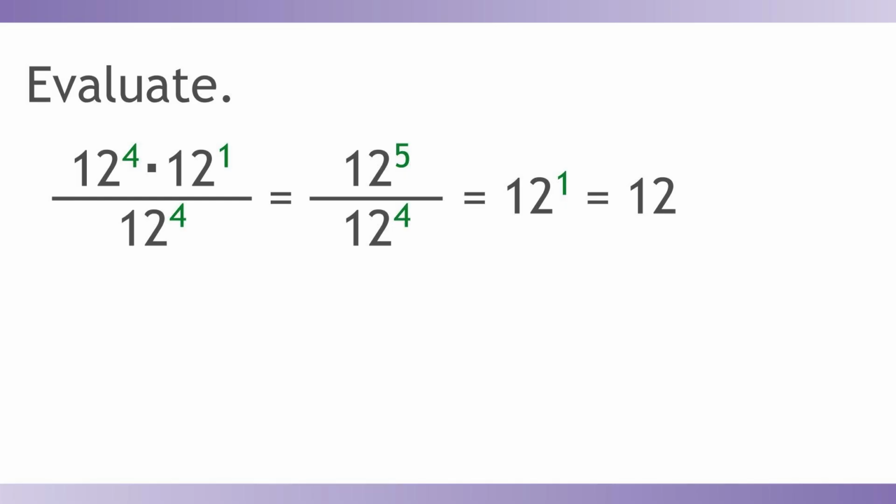Now, we could have done this problem a different way. Notice how we have 12 to the fourth in the numerator and the denominator. Both 12 to the fourths cancel, leaving the lone 12, well, alone. What's interesting about power properties is often there is freedom to find different ways to approach the same problem. Let's try a few more.